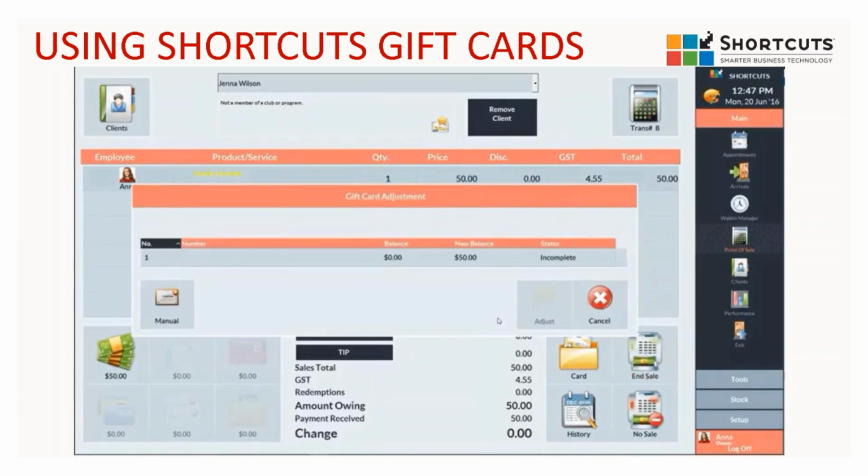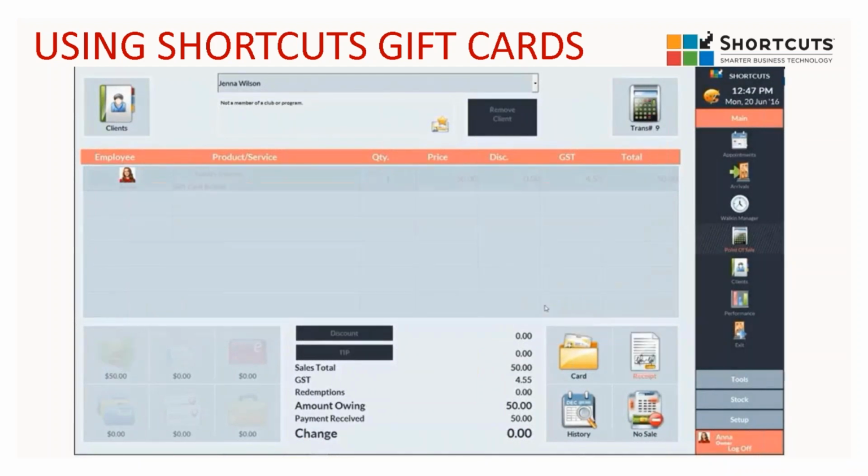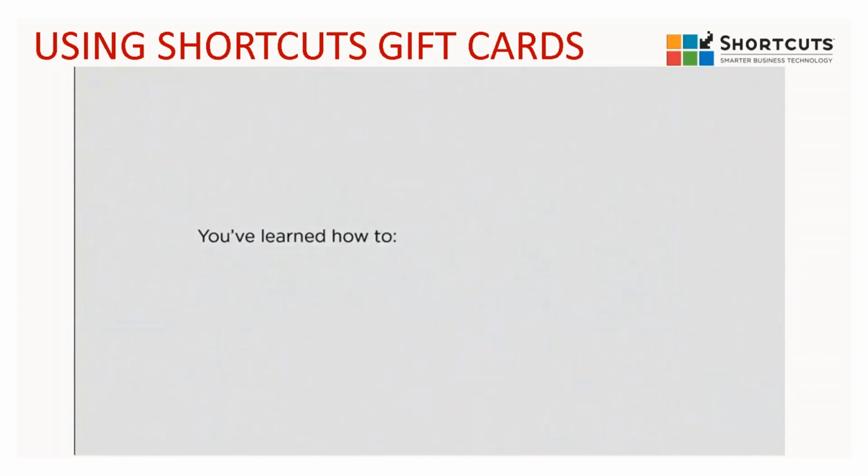Okay, at this point, again, we have to scan the card and get the number in there. We can see it's valid and the current balance is 0 and the new balance will be 50. And then we adjust that amount and then that card has $50 on it.